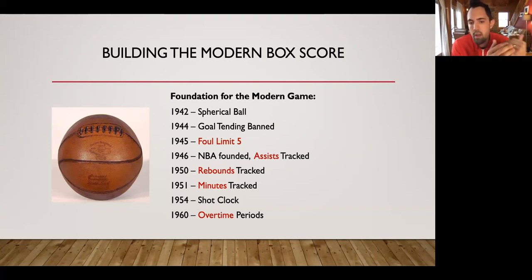And so we started to track a bunch of things that had never been tracked before. We tracked rebounds, assists. We limited fouls to 5, introduced a shot clock, overtime periods instead of sudden death. So a lot of things that started to look more like the modern game.